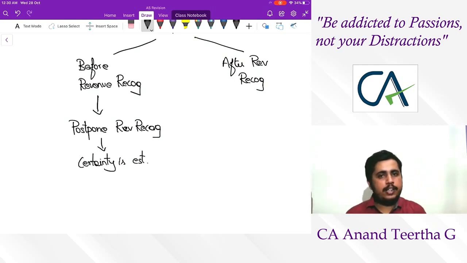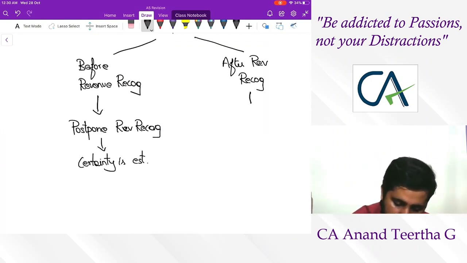So till certainty is established, you should postpone revenue recognition. Don't recognize it now. Once it is certain, so certain is basically the ability to collect. Once you are sure that you are going to get your consideration, then consider it for revenue recognition. Till then, postpone it.